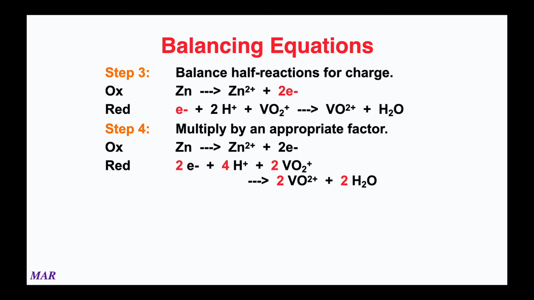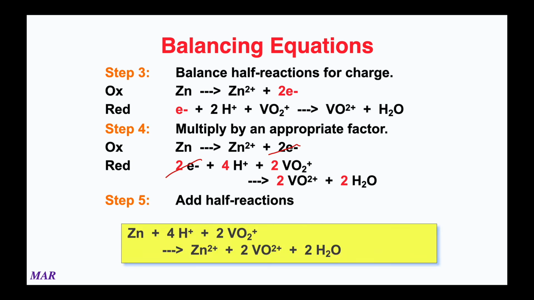And then finally, the last step, arguably the fun step, add everything together, and those electrons had better cancel out. And if you do that, you can see that the 2 electrons on the product side there cancel 2 electrons on the reactant side. You're left with zinc plus 4H plus 2 VO2 plus makes zinc 2 plus 2 VO2 plus 2 waters. And again, at this point, you're welcome to go back and check the reaction. Make sure that everything's balanced for mass and charge. I guarantee it is. You're good to go. This is how to balance reactions.